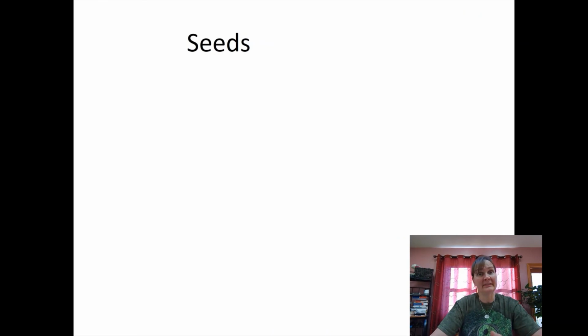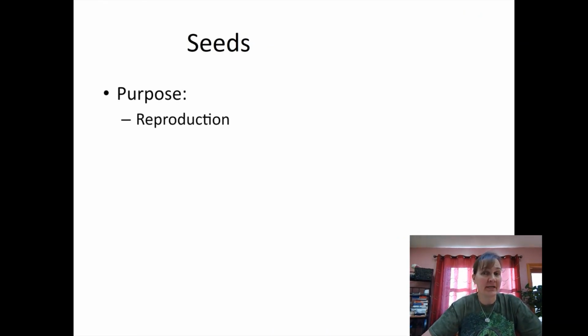Okay, so seeds. The purpose of seeds is reproduction so that the plants will grow again. Okay, and we mentioned reproduction last time. You actually wrote down definitions, I hope, and it said to reproduce, to make more of its own, to lay eggs, produce seeds, or have babies. Well, obviously, plants are not laying eggs or having babies. That's the purpose of seeds. The seeds will help regrow that plant.